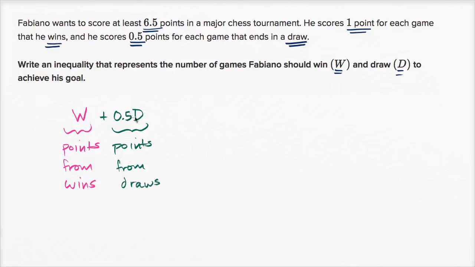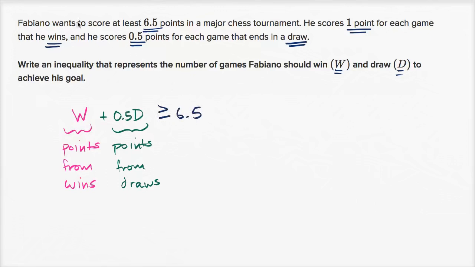Now, this right over here is going to be his total points. Points from wins, points from draws. I'm assuming he gets no points for losses. And we want this number, the total number of points, his score, to be at least 6.5. So we want this to be greater than or equal to 6.5.